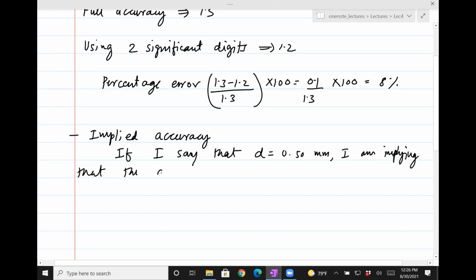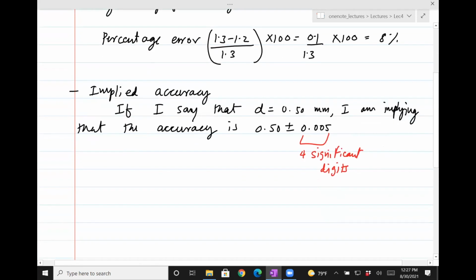I'm implying that the accuracy is actually 0.50 plus or minus 0.005, right? And that's because this thing is reported to 4 significant digits. Right, that's because the way I've set it up is that all my answers are accurate to 3 significant digits. So the accuracy is going to be accurate up to the 4th significant digit, which is what it is there.